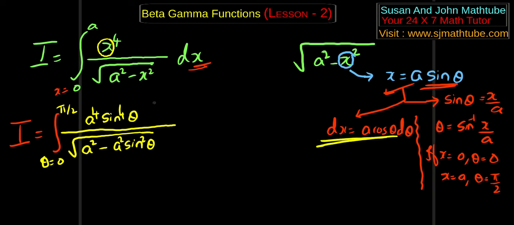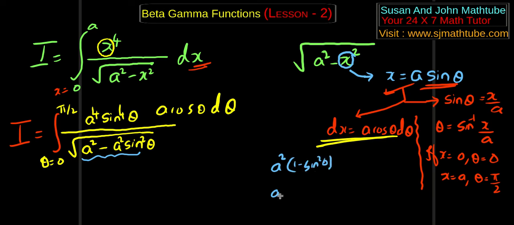Anyway, dx becomes a cos theta d theta. So you want me to do this, or shall I cancel it directly? What will happen here? a square comes common and you get 1 minus sine square theta. And 1 minus sine square theta is cos square theta. And when you take square root, it becomes a cos theta. So this and this will get cancelled. So a power 4 goes outside.